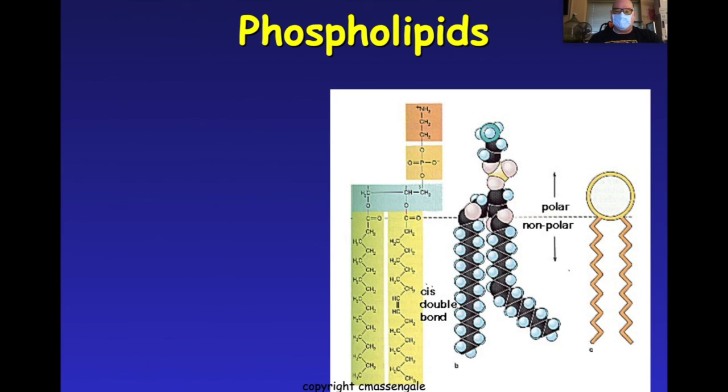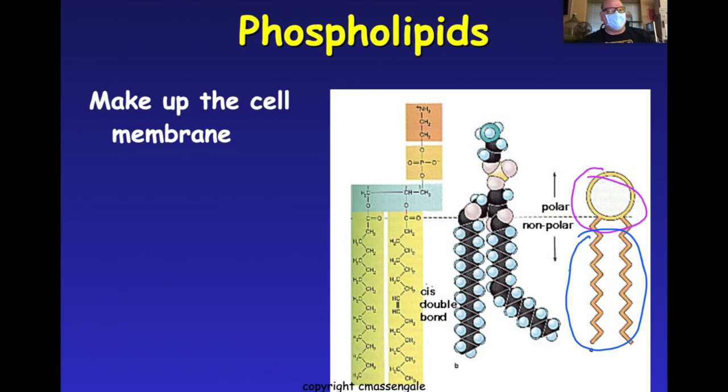So phospholipids, this is a diagram of their chemical formula. You never have to memorize this, okay? But what I want you to see here is there's a polar side, and that's sort of the little ping pong ball on the top. And then there's a non-polar side, and that's going to be the tails, okay? The polar side likes water, and the non-polar side doesn't like water.